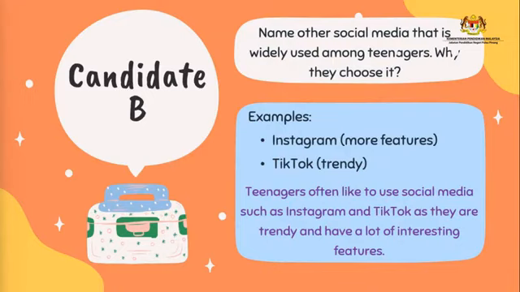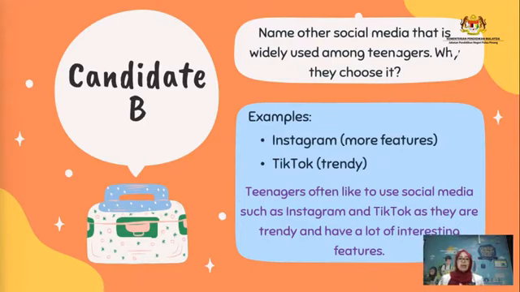So for example, they might give their response as Instagram, Twitter, or TikTok, and they have to give a reason for why they choose it. The possible answer could be, teenagers often like to use social media such as Instagram and TikTok as they are trendy and have a lot of interesting features. This is only a suggested answer for this activity. So candidate B has to give the response in 20 seconds to the topic that candidate A has presented just now. Remember, this is another activity that we can carry out with our students.